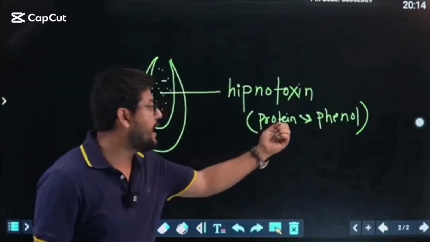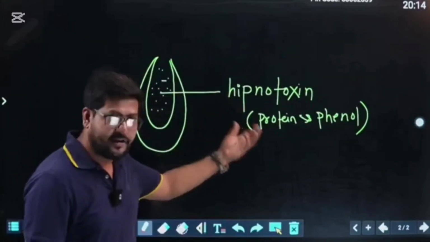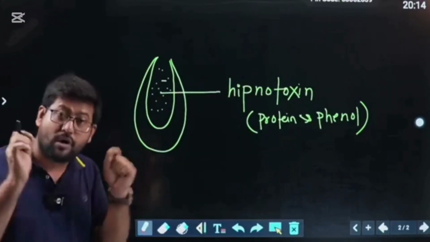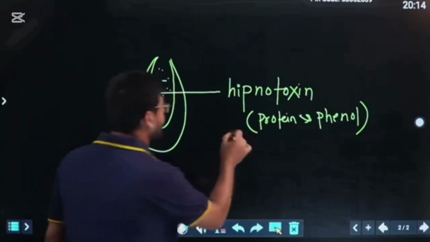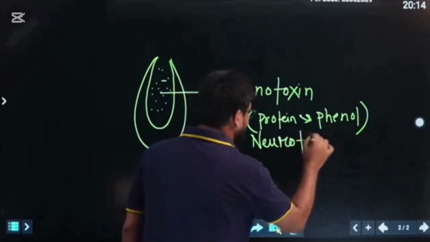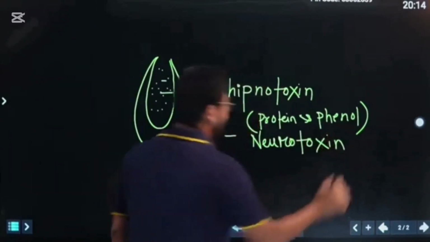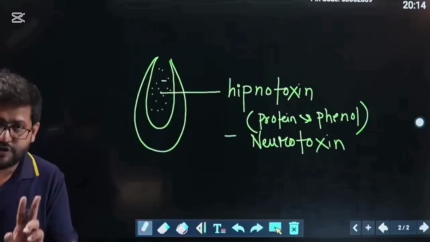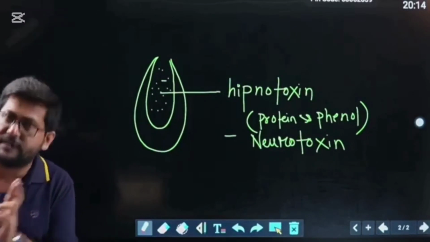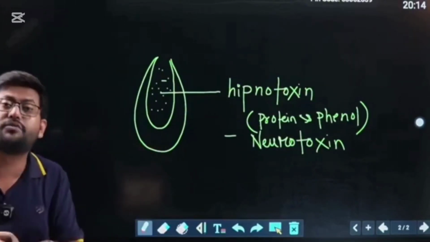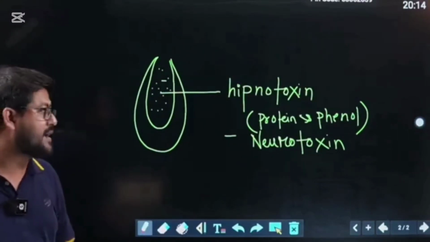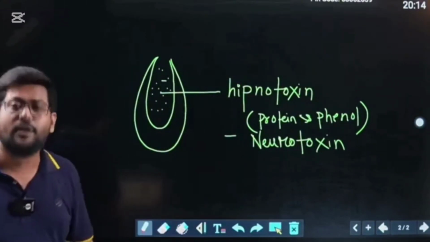It is protein and phenol. Both form a chemical that is poisonous, and it can hypnotize because it works on the nervous system. That is why you can also say it is neurotoxic. Mind it, neurotoxin. There are two kinds of toxic elements. One is hemotoxic, which works on the blood. Another is neurotoxin, which works on the neuron, and the neuron is the unit of the nervous system. That is why, when the nervous system is impacted, you can say it is the neurotoxin.